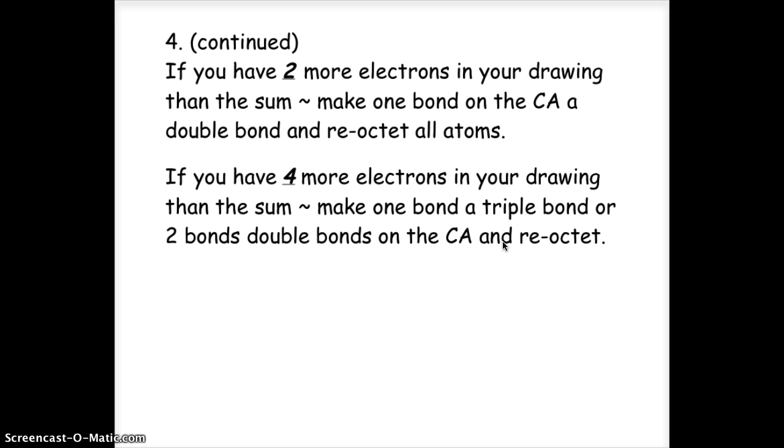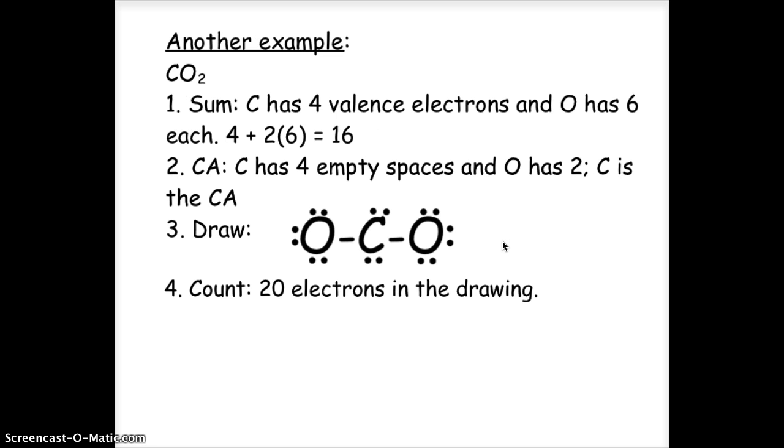If you have 4 more electrons in your drawing than your original sum, make a triple bond on your central atom. So change one of your bonds to a triple bond on your central atom, or second option is to take 2 bonds on your central atom and make those 2 double bonds. Now, when you do that, remember to make sure you reoctet again.